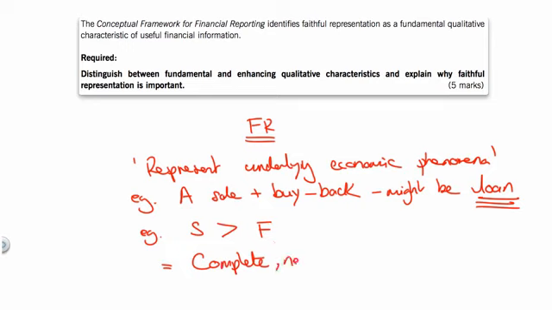You need to look at it from a neutral point of view. Don't try and think, oh yeah, but if I account for it as a sale, it makes my sales look better. If it's a loan, it's a loan. And it needs to be free from error. Okay? If you can remember that about enhancing and fundamental characteristics, and if you can remember that about faithful representation, you will score full marks no matter what the question is about information in this exam.